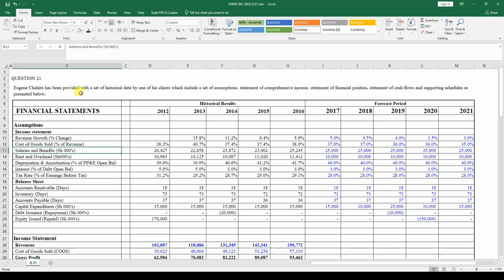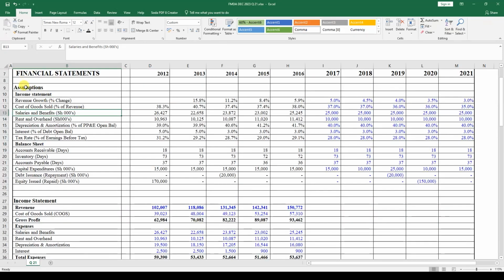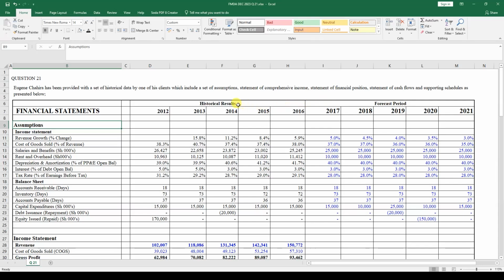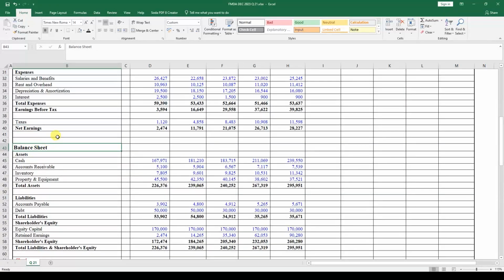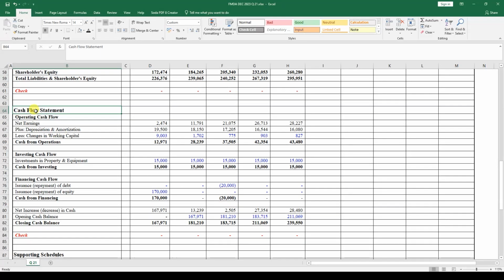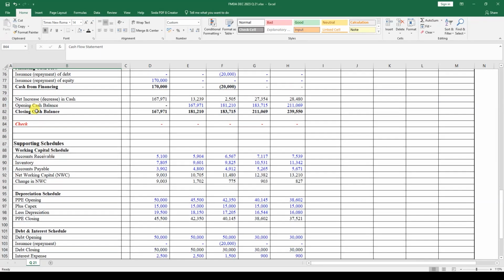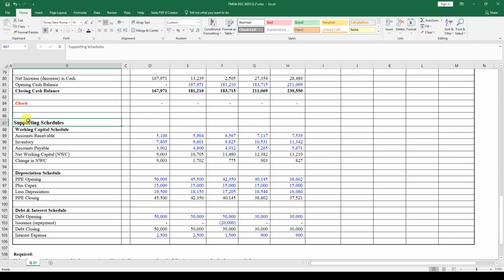Eugene Shahira has been provided with a set of historical data by one of his clients, which include a set of assumptions, statement of comprehensive income, statement of financial position, statement of cash flows, and supporting schedules as presented below. And so you can see down here the assumptions. These are the assumptions that have been given to us here, and you can see they are presented in blue for the forecast period, and this is the historical results. We have the income statement, the balance sheet given to us down here, and the cash flow statement just under it. Finally, we have what is called the supporting schedules.